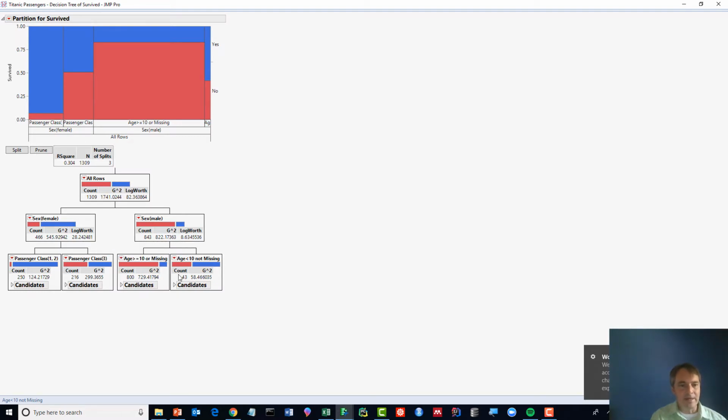If your age was less than 10, a much greater portion of those are blue, that is surviving, than red, whereas the males who are over 10 are much more likely to have died. So here's an example of using a decision tree to explain something that happened rather than to try to predict.